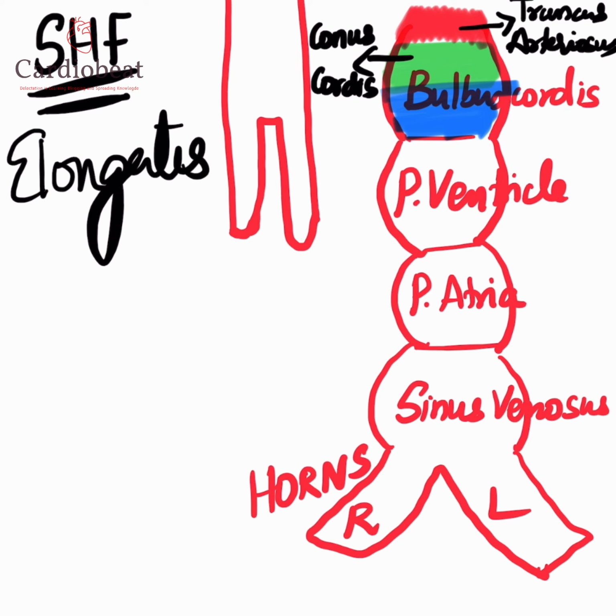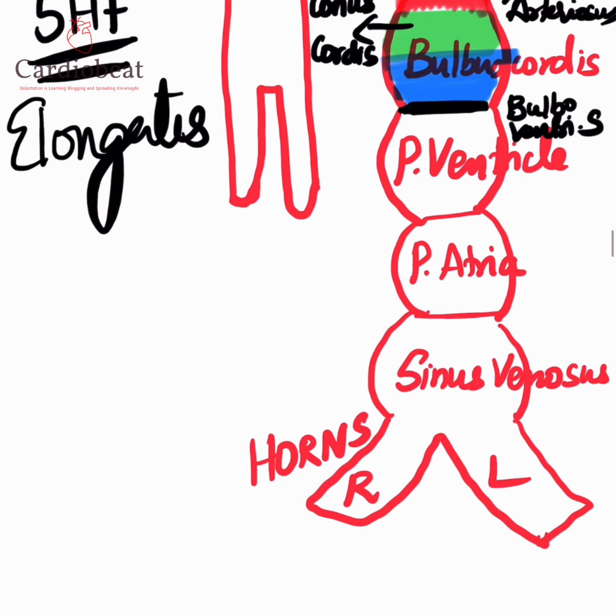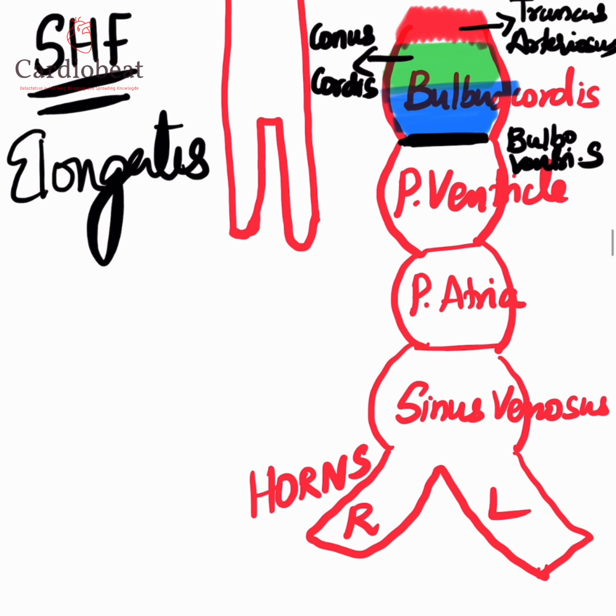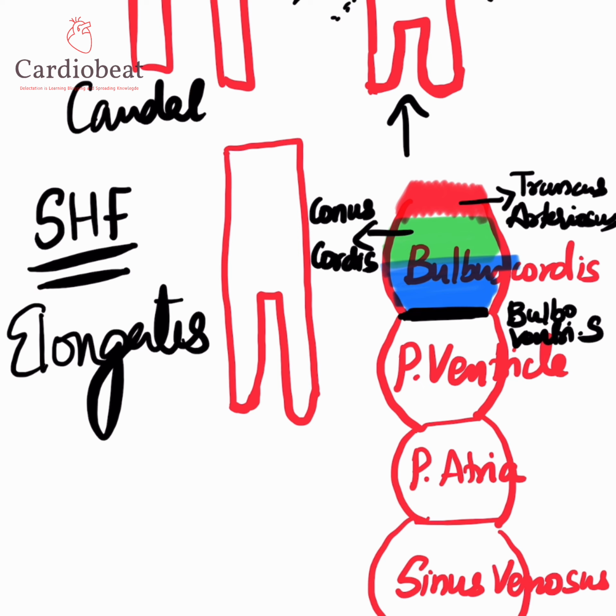At the bulbus cordis and the primitive ventricle, we have a sulcus called the bulboventricular sulcus. So this is one more point to be mentioned. Now, this tube is oriented in a straight line.